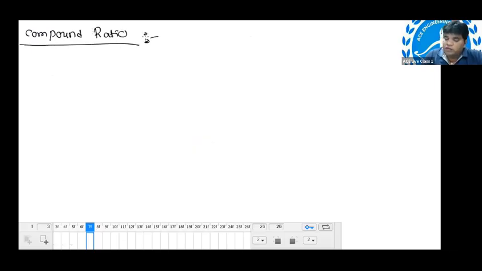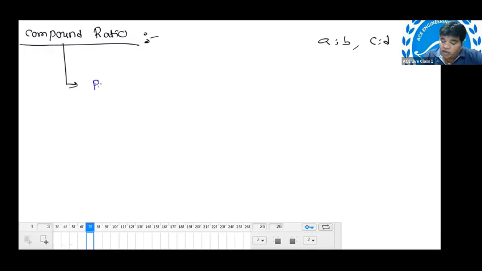Compound ratio. The compound ratio of A is to B and C is to D is AC is to BD. We are writing it like this. So compound ratio means, simply, logic.